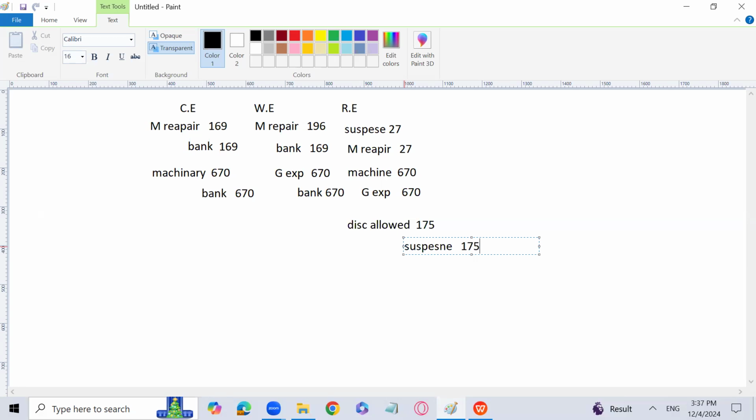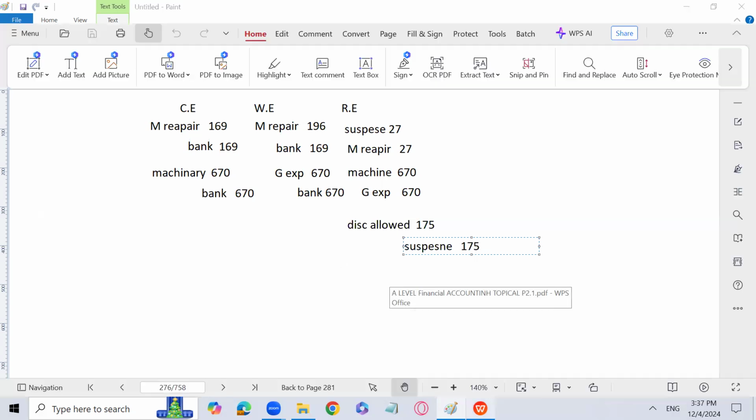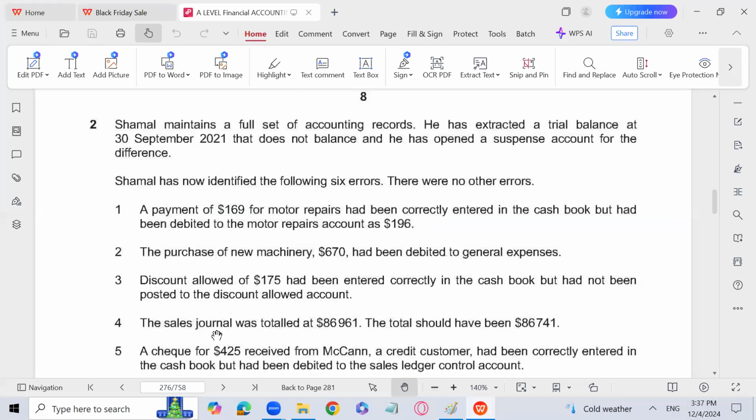Discount allowed is an expense. We haven't debited it yet. So we have debited the discount allowed account and suspense is going to be credited. First entry, we have suspense. Third entry, we have suspense. Second entry, there is no suspense. Every entry does not involve suspense unless there is a one-sided error. A one-sided error always has suspense in the rectifying entry.